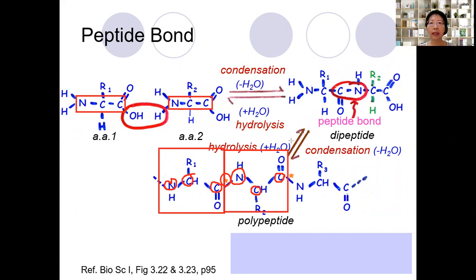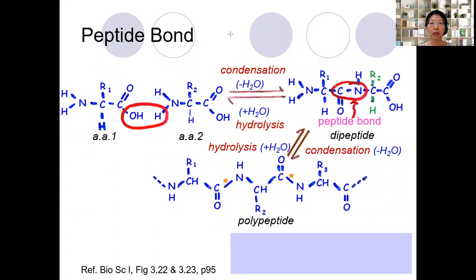So can you see the star that I have written there? So the star denotes the covalent bond that joins the two neighboring amino acids by condensation reaction. Okay, and this is the peptide bond. This is the peptide bond. Okay. Now the next thing is, remember to label the polypeptide.